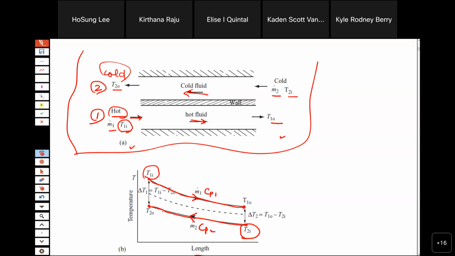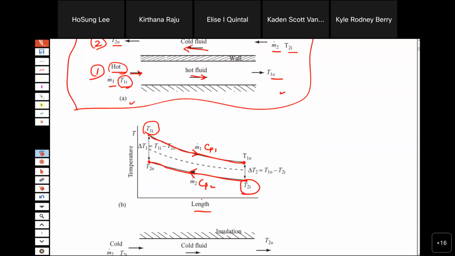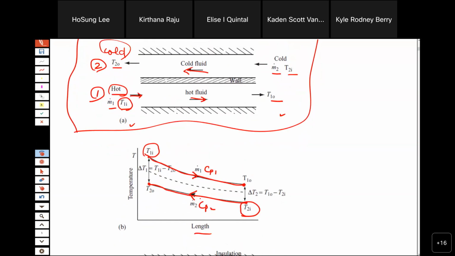So we can draw the distribution, which is important. As long as you have a heat exchanger, you can draw the distribution. It has to be counterflow. Okay, and the wall temperature has to be in the middle, the wall between. This is the wall.